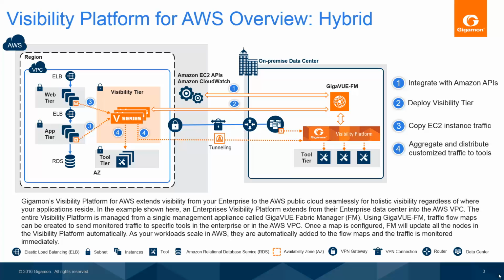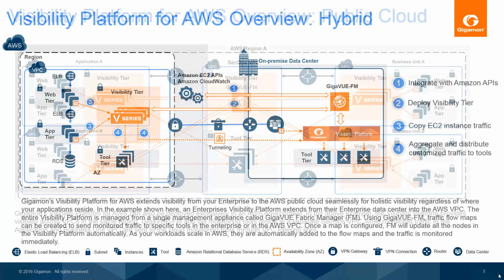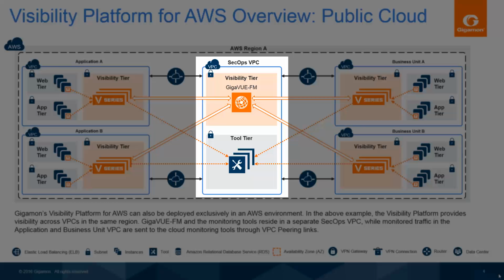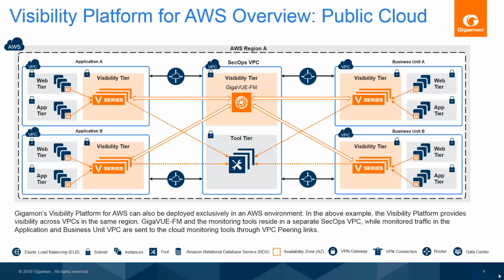Of course, this solution does not require that you have a visibility platform on your on-premise data center. In fact, the entire solution can run inside of AWS. In this example, you can see we have a SecOps VPC where we locate GigaVUE-FM and we have the tools that we want to do monitoring with.